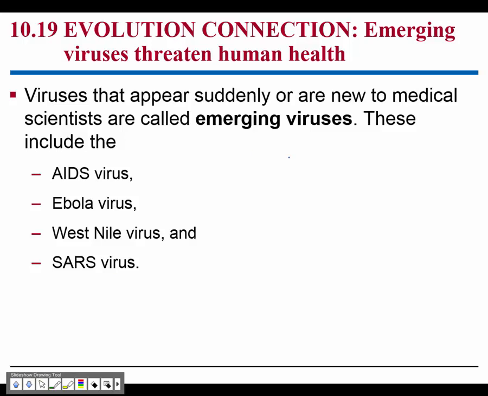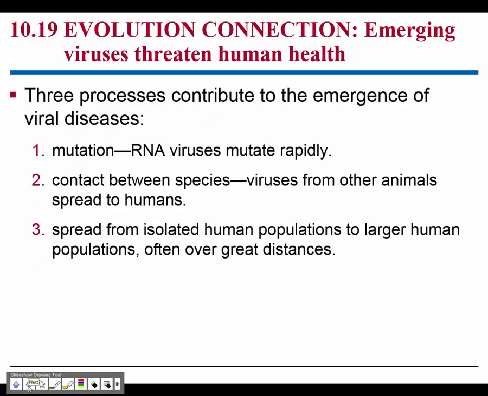So emerging viruses have a sudden onset and they're kind of hard to deal with. These are AIDS, Ebola, West Nile, SARS. These are very, very difficult to deal with. So three processes contribute to the emergence of viral diseases.